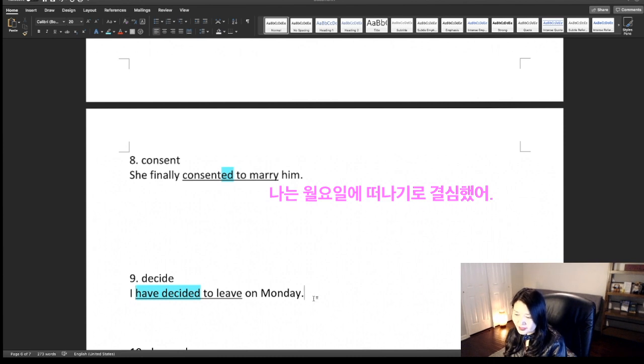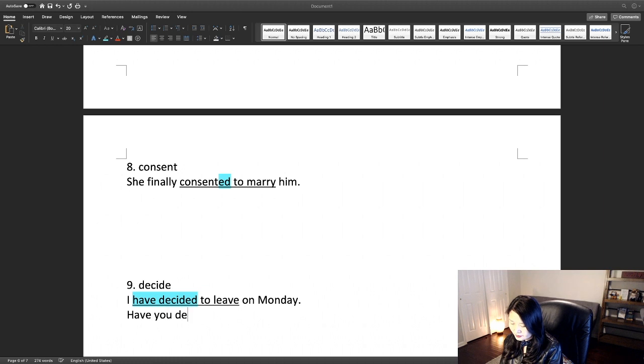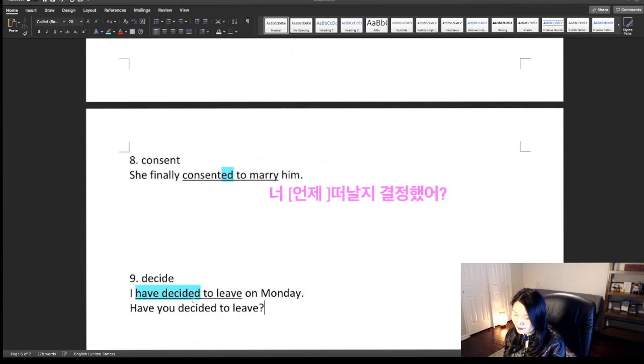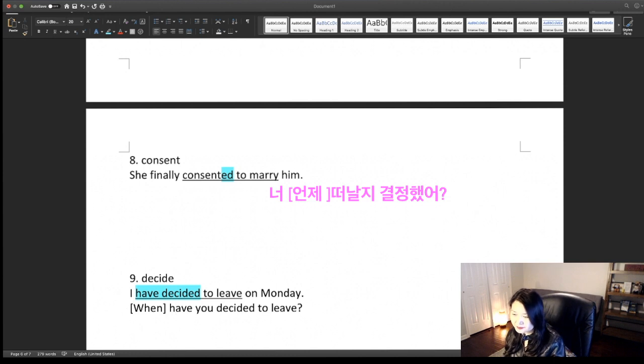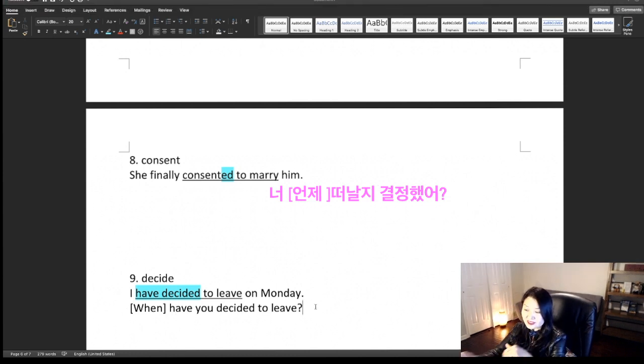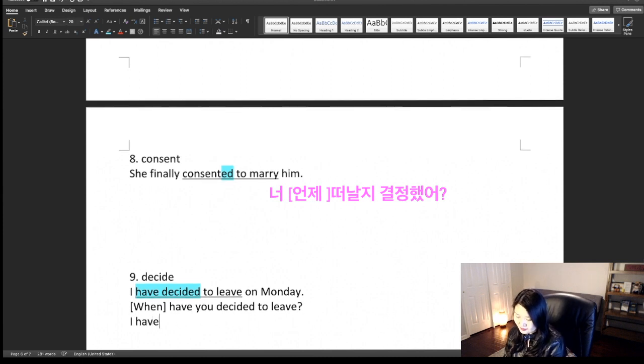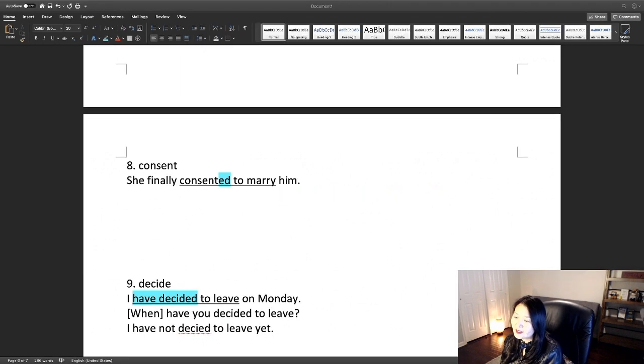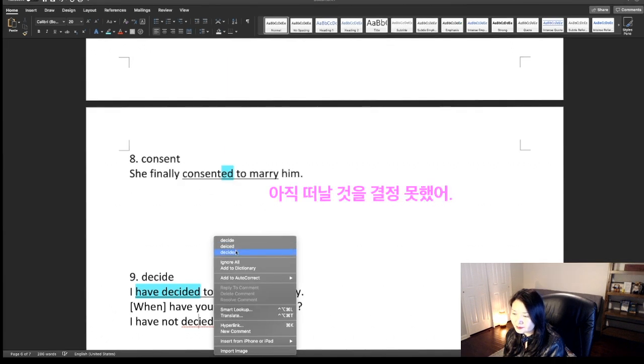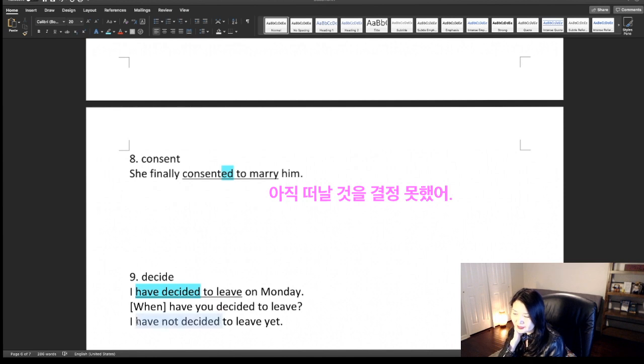If you want to make this a question, you can say, hey, have you decided to leave? Or if you want to use when, you can say at the beginning of the sentence, when have you decided to leave? Or if you are still thinking about it, then you can say, well, I have not decided to leave yet. That means this is the negative sentence, right?